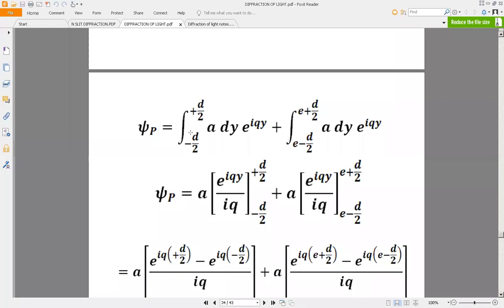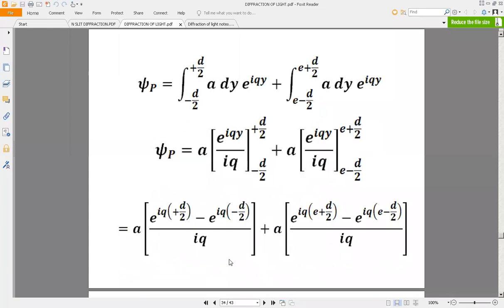As you know, in the left hand side integral, a is a constant, so a comes outside. It is just the integral of e power ax, which will be e power ax divided by a. Here it is iq, right? So the integral of e power iqy is e power iqy divided by iq, with upper limit d by 2 and lower limit minus d by 2. This is the first single slit part, and this is another single slit part with a different limit. You can see the integrand value is the same. The upper limit is e plus d by 2, the lower limit e minus d by 2. Earlier it was only this much, right?